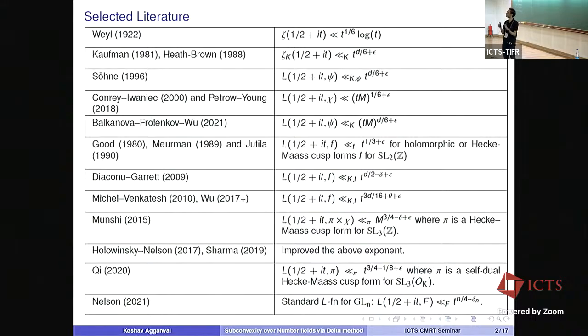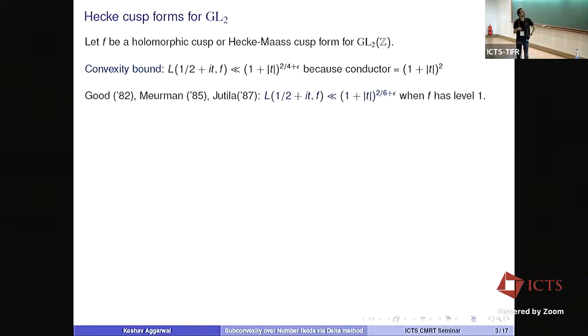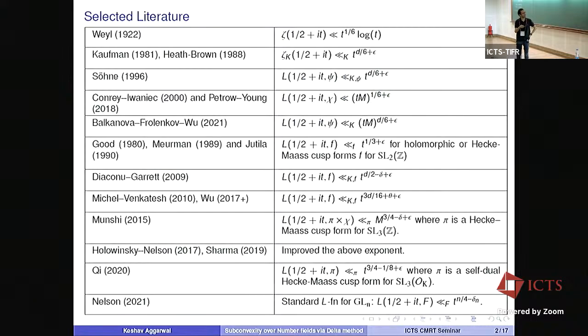So I'm fixing the number field, I'm fixing the form, and I'm varying this parameter. Okay, so all of this history also just to get you up to speed with the different subconvexity estimates that have been established, the kind of rich work that you can see that's happening in this field. Right, so the focus for me is going to be GL2 over totally real number fields.